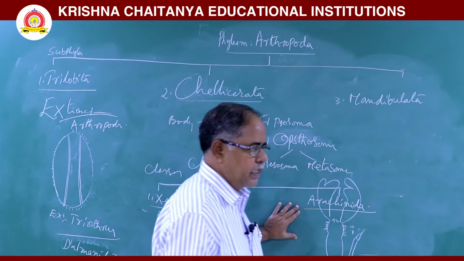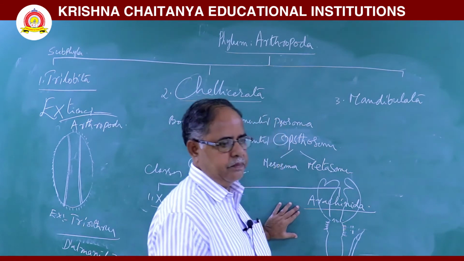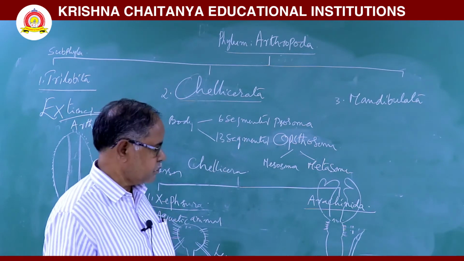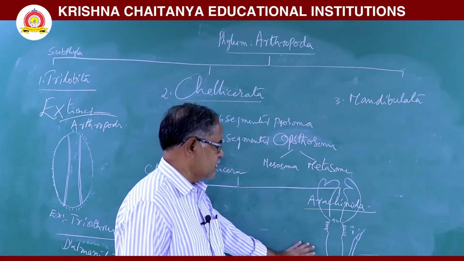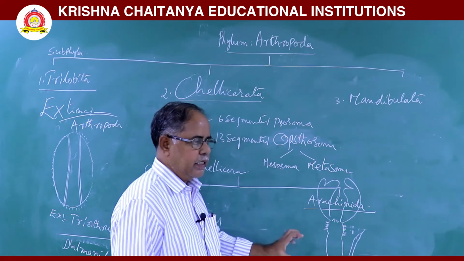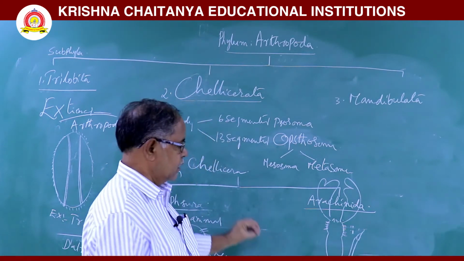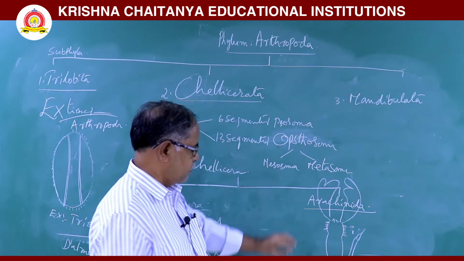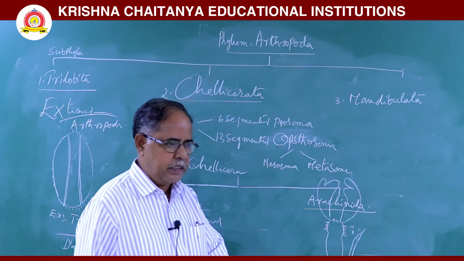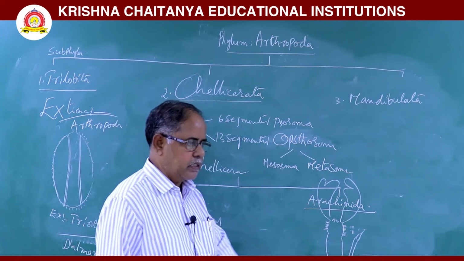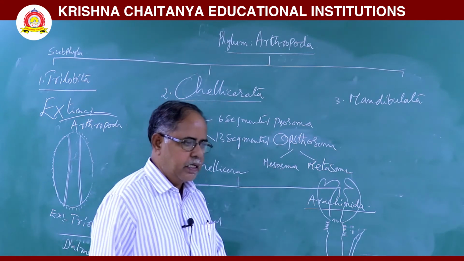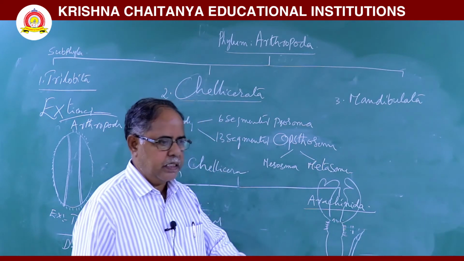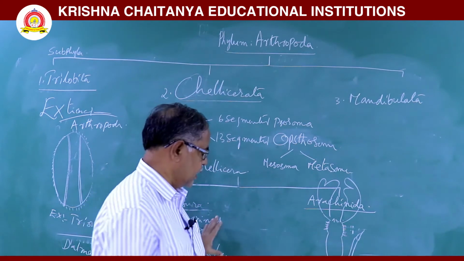Scorpion is a viviparous animal. They give birth. So these are some characters of arachnids. Arachnids are terrestrial animals. The body is divided into prosoma, mesosoma and metasoma. The prosoma bears 6 pairs of appendages. The first pair is modified as chelicerae, the second pair as pedipalps. The third, fourth, fifth and sixth are modified as walking legs.